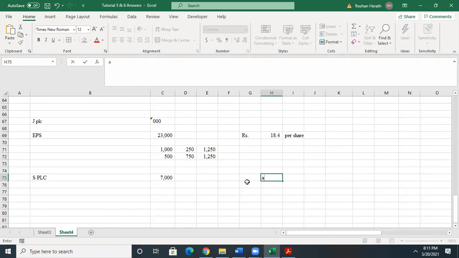Adjustment factor, right? So you need to take an adjustment factor. Then how do you take this adjustment factor?